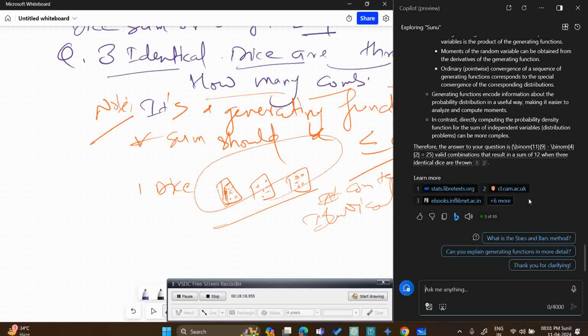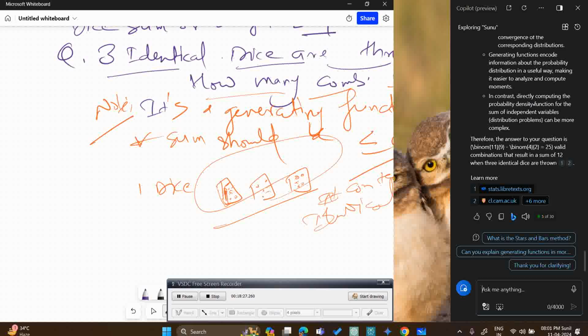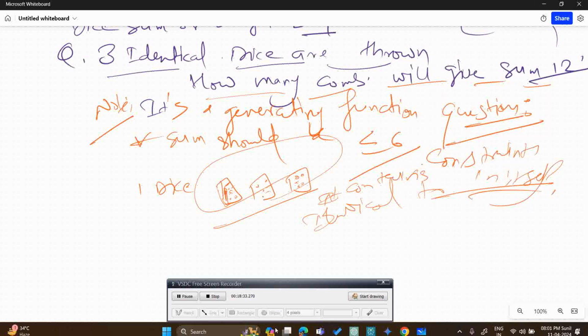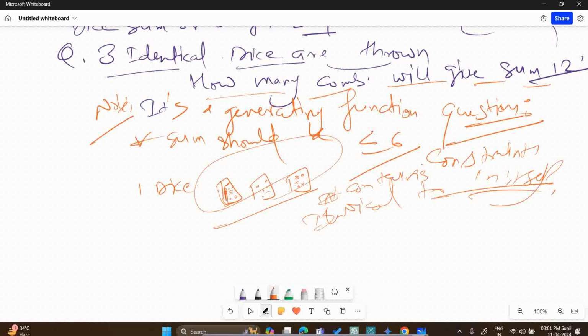Right. So this is the notable thing. Generating functions encode information about the probability distribution. All right. So this is the case. It goes to the generating function itself. All right. Let's see. Next, what we will do.